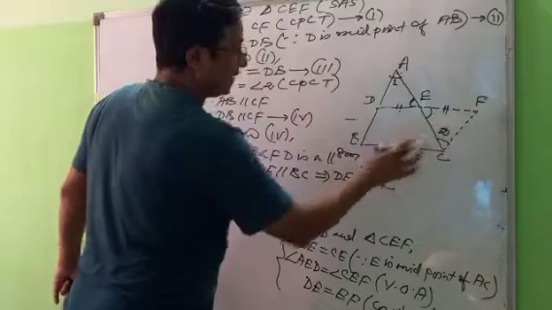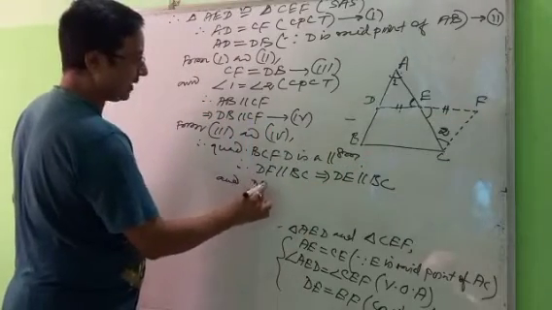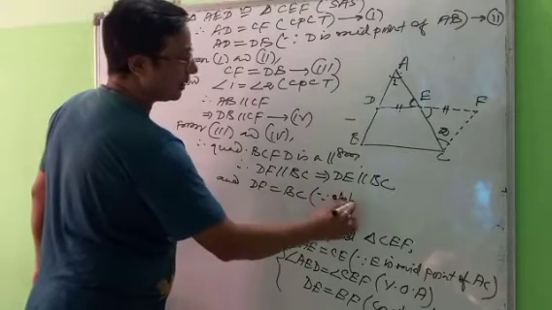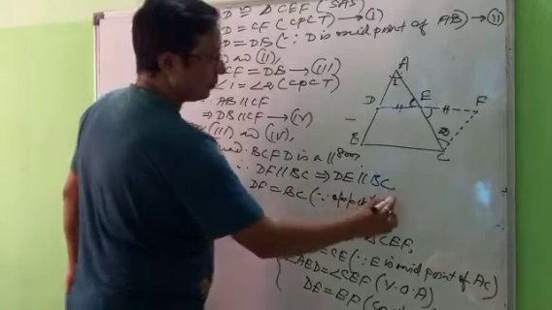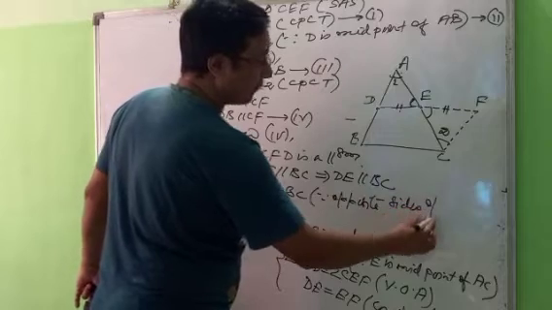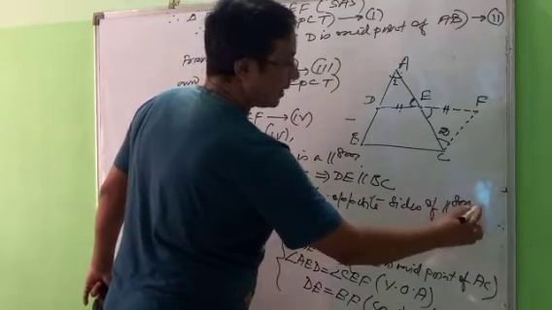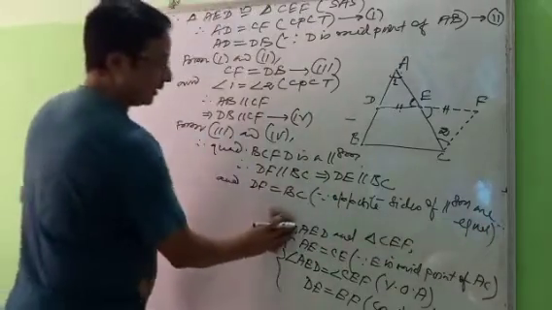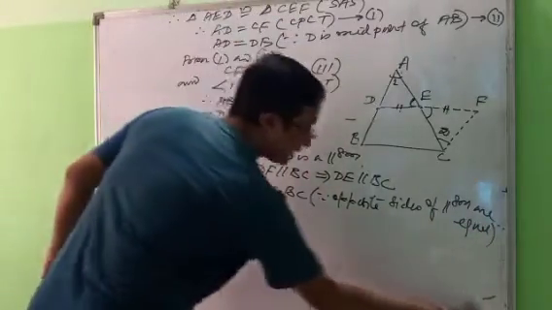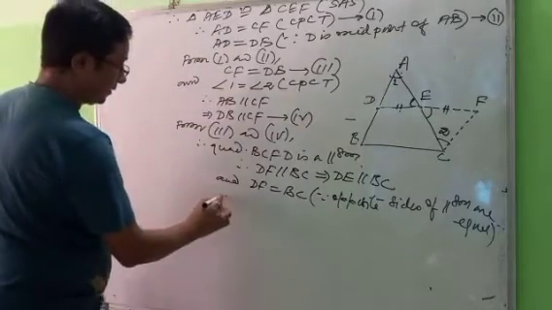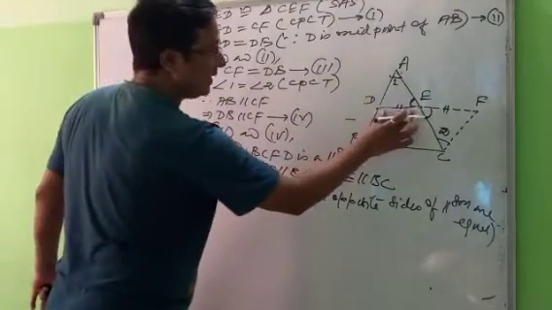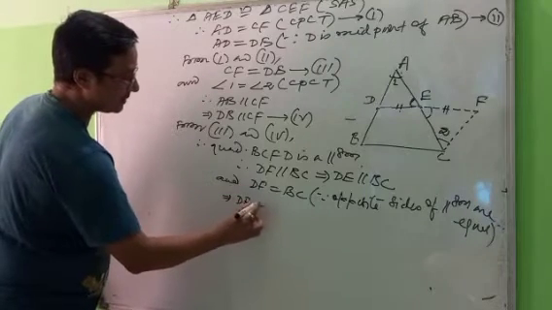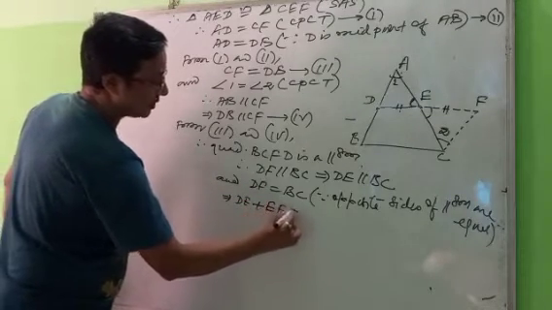So DF equals BC. Why? Because opposite sides of a parallelogram are equal. So that is why. Then the last part: DF means DE plus EF equals BC.